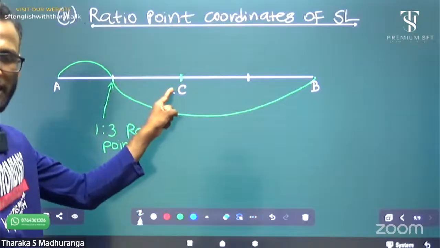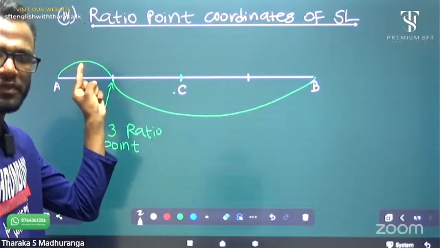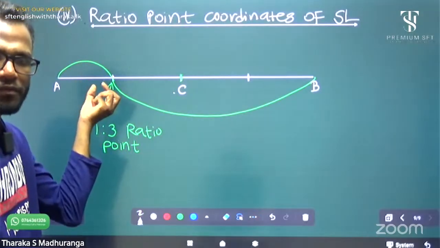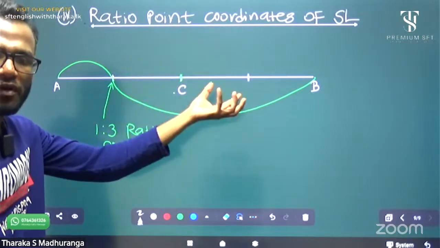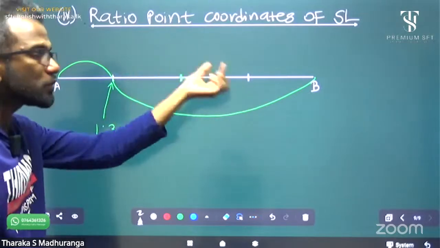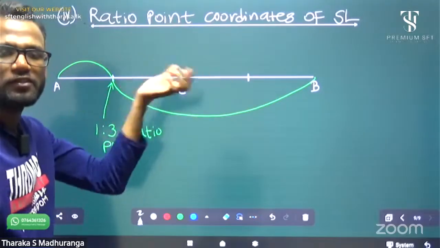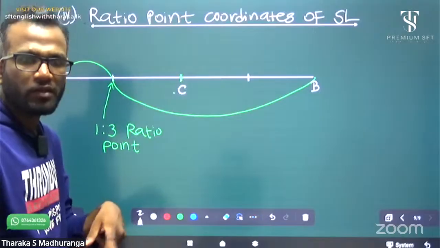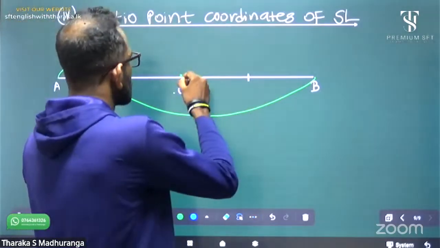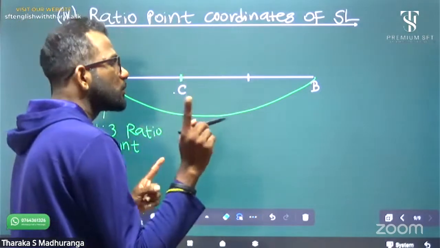If you take the center point, what's the center point ratio? 2 to 2, because finally it is 1 to 1. Therefore, we don't need the center point as a ratio point. It is 1 to 1.